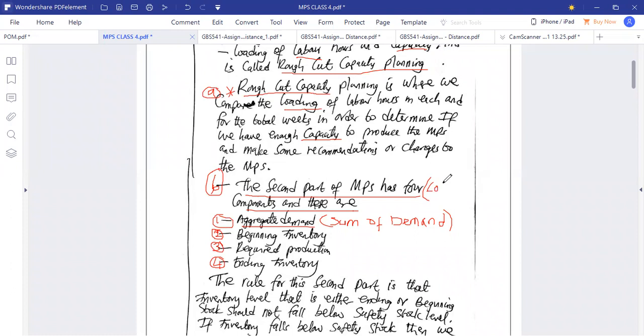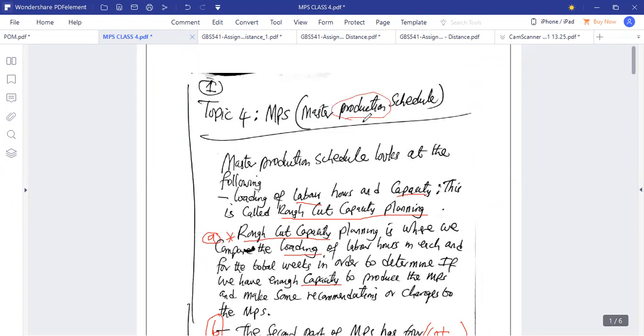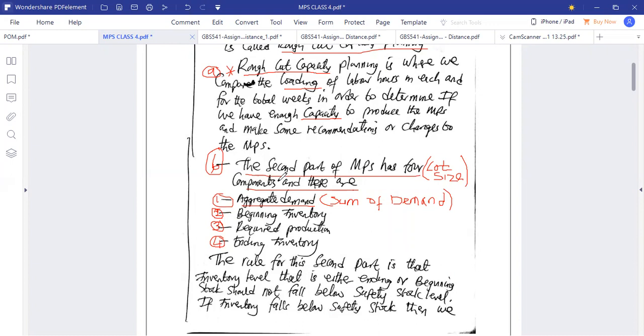Very important: load size actually means production size. That's why we have the term master production; this is where it is coming from. So production size is for the second part. Now aggregate planning, the second part of MPS, is where we talk about aggregate demand: the demand coming from various sources, like I mentioned, the branch warehouse orders, the market research orders, the research and development orders, and all that. So you aggregate the demand.